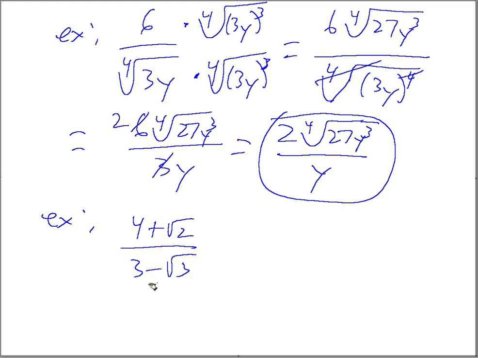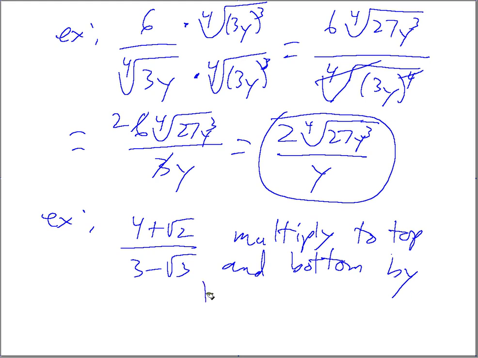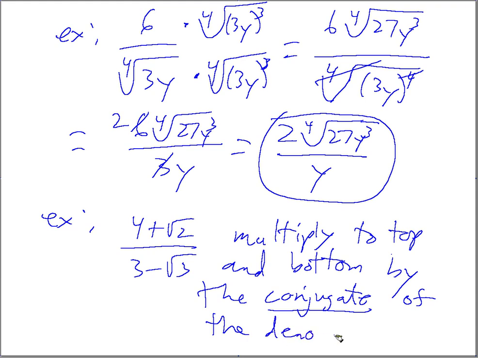Well, we want to get rid of this square root on the denominator. And if you recall earlier, I wrote down the definition of conjugate. When two conjugates are multiplied, it will get rid of the square root. So what you want to do for a problem like this is multiply to the numerator and denominator, so top and bottom, by the conjugate of the denominator. Alright, that's the key concept.